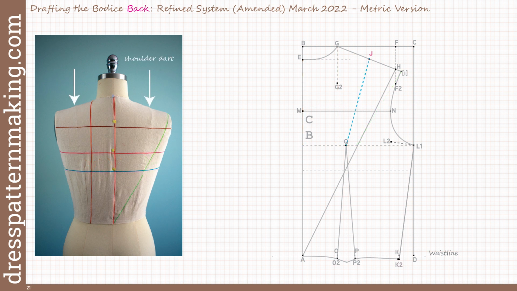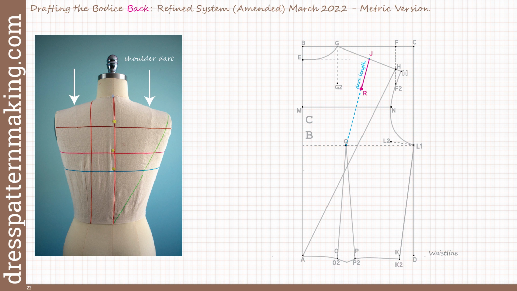Now we'll construct the shoulder dart. Draw a guideline from point Q, the waist dart point, and point J on the mid shoulder. From point J, measure down that guideline for 7.5 centimeters and mark the dart point R. Now when I say 7.5 centimeters, with all these things, that's a starting point that may need to be finessed.